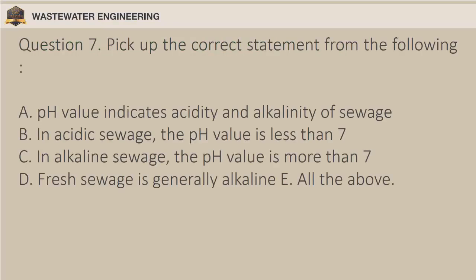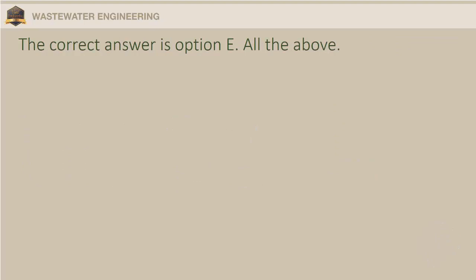Question 7. Pick up the correct statement from the following. A. pH value indicates acidity and alkalinity of sewage. B. In acidic sewage, the pH value is less than 7. C. In alkaline sewage, the pH value is more than 7. D. Fresh sewage is generally alkaline. E. All the above. The correct answer is option C.